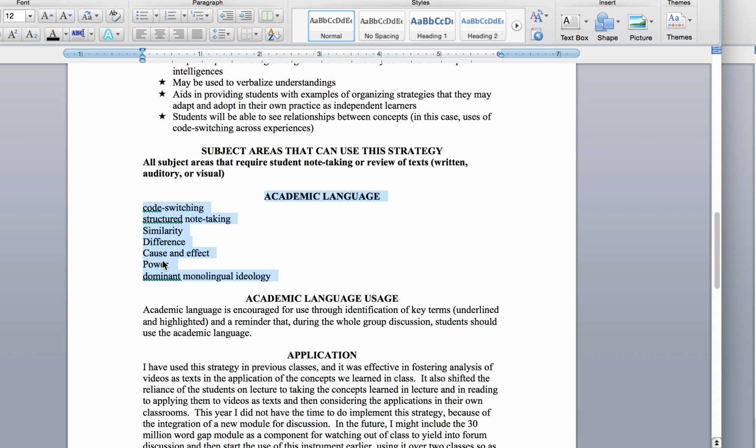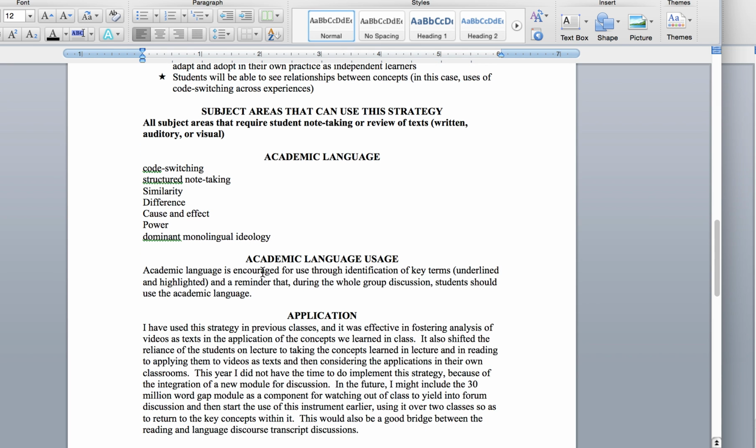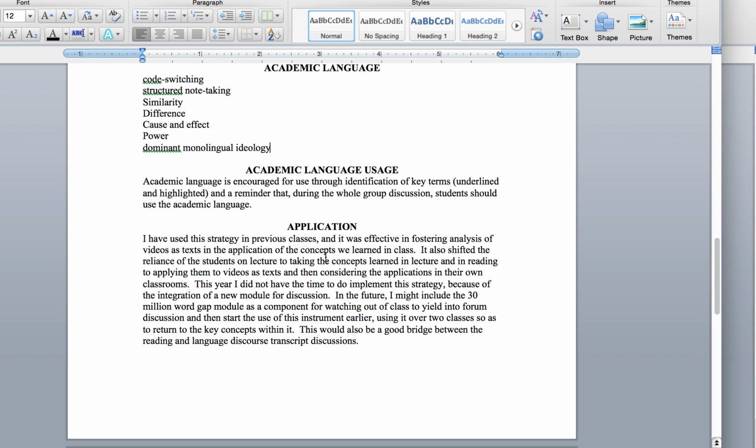Structured note-taking, the name of the strategy. Similarity, difference, cause and effect, power, and dominant monolingual ideology. These aren't usually common words that you're going to be using with one meaning, right? These aren't tier 1. They're more like tier 2 to tier 3 words, especially dominant monolingual ideology.